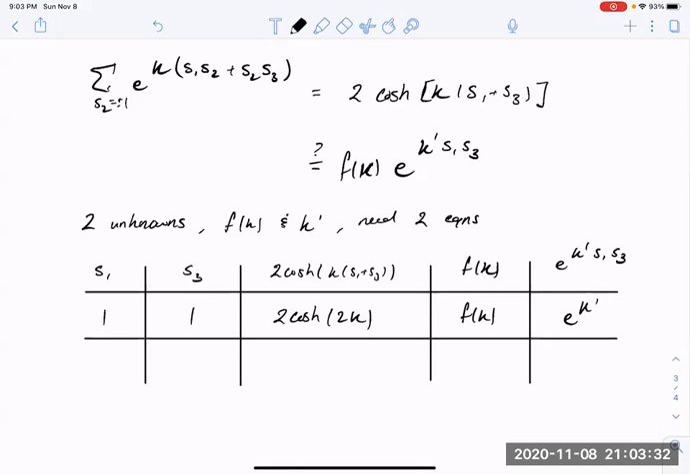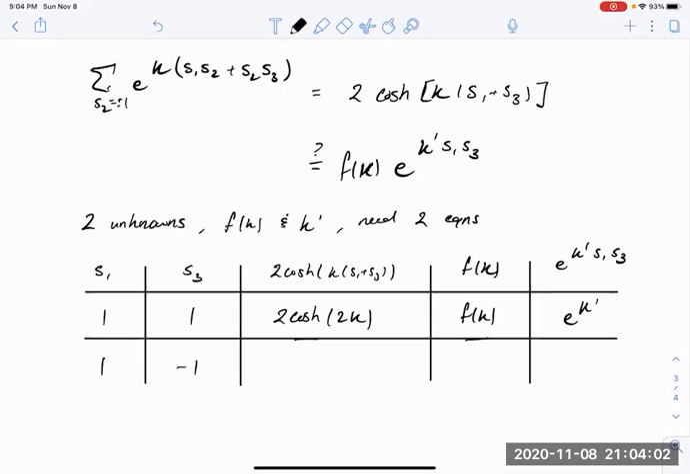What's another possibility? So that gives us one relationship, that this factor, twice hyperbolic cosine, is equal to f of k times e to the k prime. What if they're opposite? What if S1 is 1 and S3 is minus 1? Then essentially we'll have enumerated all the possibilities. Those are the two unique ones. They're the same or they're opposite.